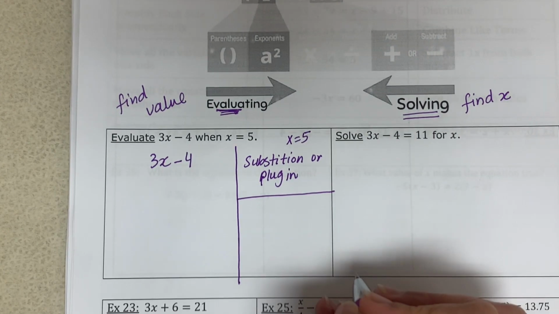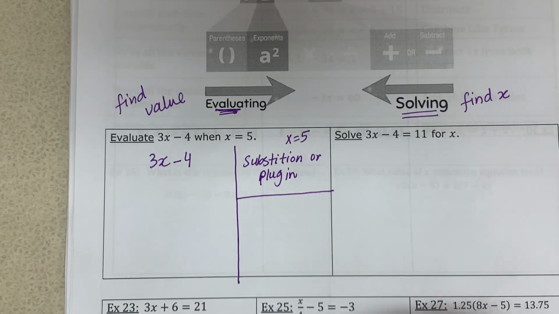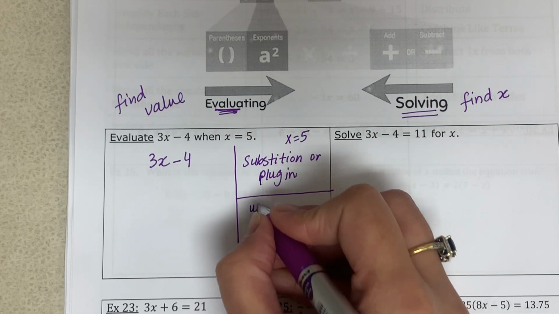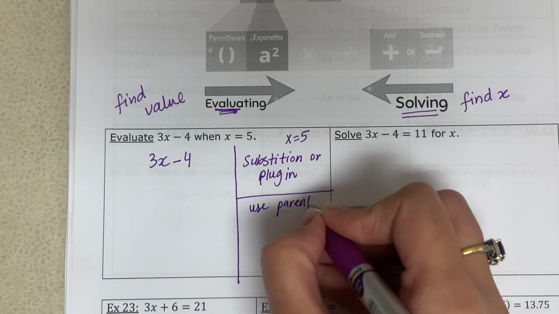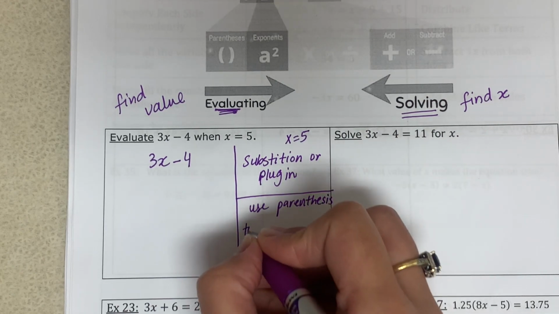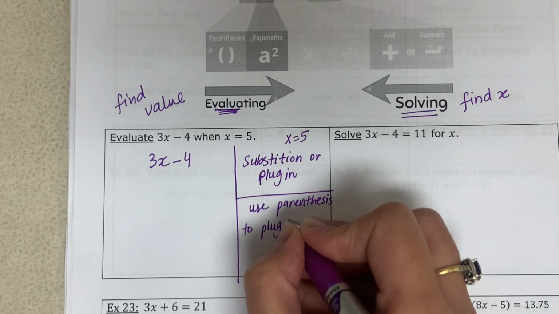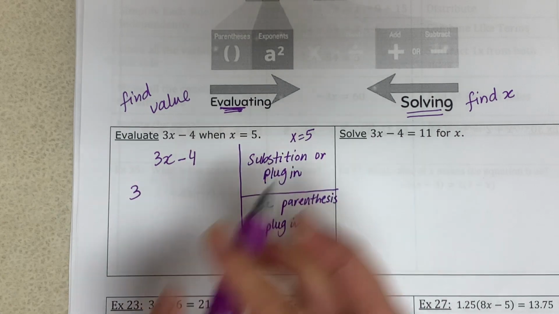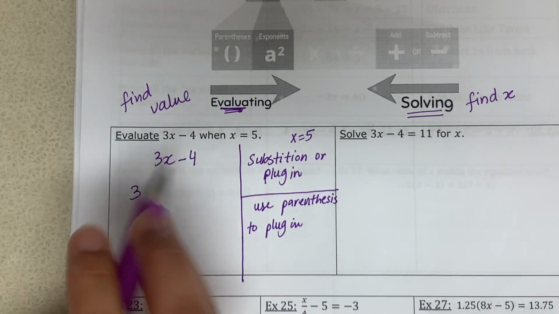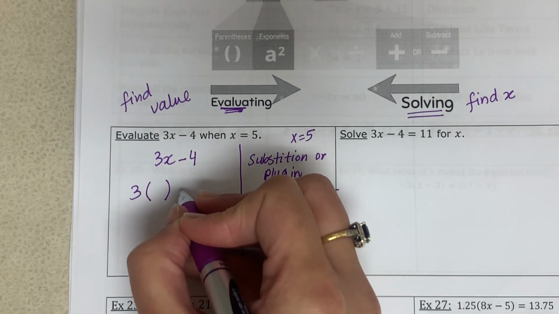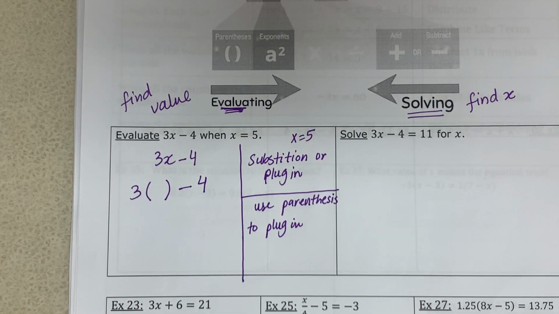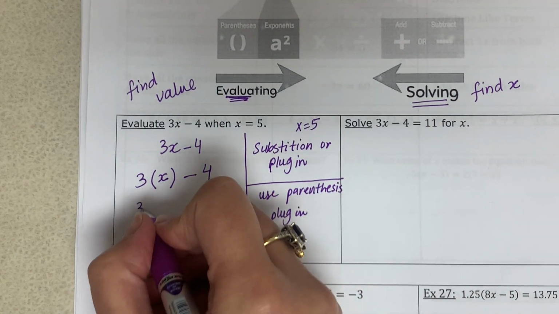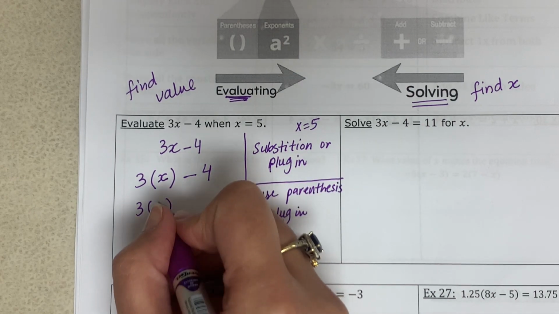And the trick is to always get it correct, especially when you have negatives. The plug in or substitution must be inside parentheses. So use parentheses to plug in. I'm going to show you how. I have the value of x. That means I know what that x is. I'm going to put parentheses over here for the x and then copy everything else down. What is x? 5.